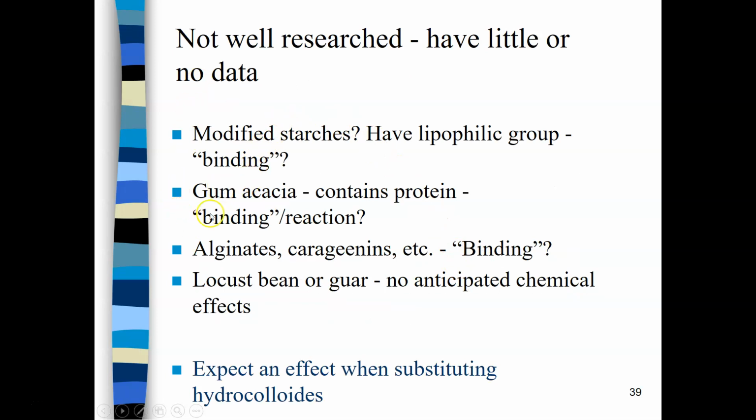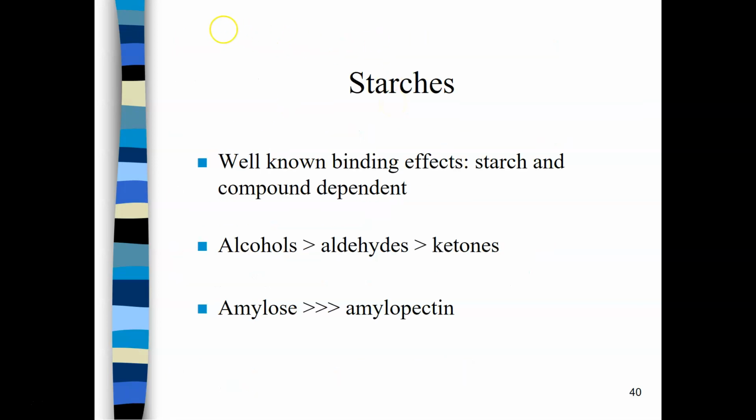We don't have much information on modified starches, gum acacia, alginates, locust bean. We really have very little data on how our gums will influence flavor interactions. Starches have been looked at pretty well. This is an old piece of sensory data, where they studied different alcohols, aldehydes, and ketones from a sensory standpoint. Alcohols had a greater effect on intensity of flavors than the equivalent aldehydes. Aldehydes had a greater effect, interaction with the system, than ketones, and so on.